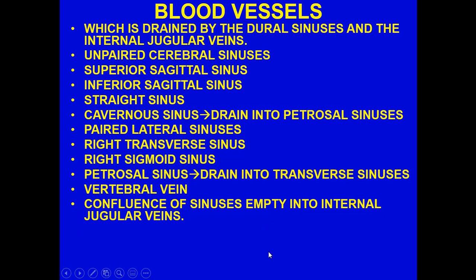Now when you talk about venous supply, you want to keep in mind that this is all drained by the dural sinuses and the internal jugular veins. You have unpaired cerebral sinuses, which are the superior sagittal sinus, the inferior sagittal sinus, and the straight sinus. You have a cavernosus sinus, which drains into the petrosal sinus. You have paired lateral sinuses, the right transverse sinus and the right sigmoid sinus. The petrosal sinus drains into the transverse sinus, and then you have the vertebral vein, and the confluence of sinuses empty into the internal jugular veins.